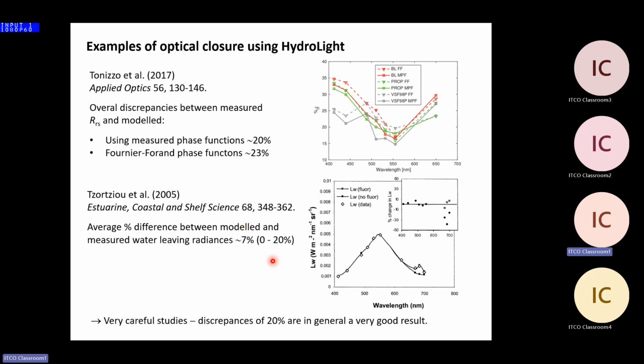Well, the matchups were between 0 and 20% error, maybe averaging about 7% in the water leaving radiance. So that's really good. Basically, I would say if you do an optical closure experiment and you're getting spectra matching within 20% for reflectance, that's quite good. You can't expect an actually perfect match. That's just the practicalities of empirical data and the challenges in the optical closure of comparing two sets of empirical data, one propagated through a model and the other measured.